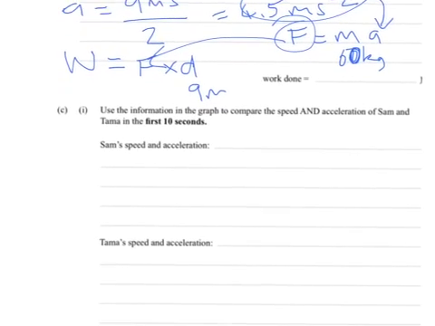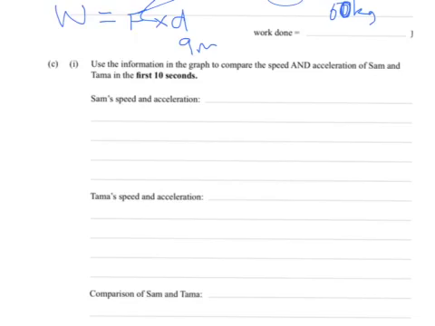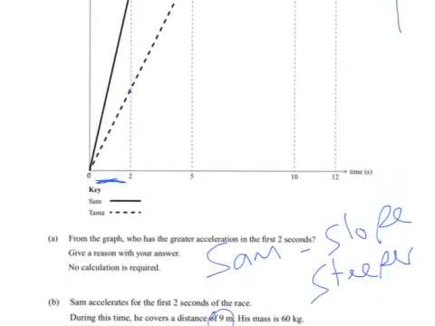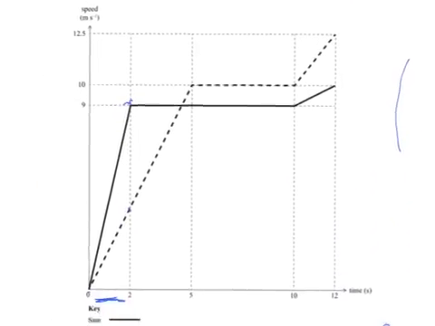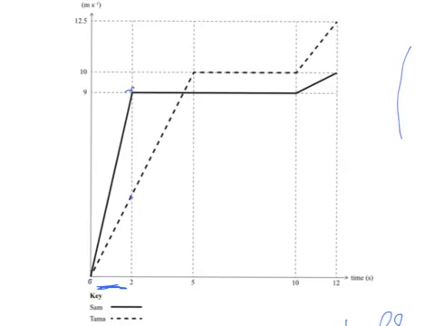C. Part 1. Use the information of the graph to compare the speed and acceleration of Sam and Tama in the first 10 seconds. So, in the first 10 seconds, we're only interested in this section of the graph up to here. Both of them accelerate and then level off at a constant speed. Sam's acceleration is greater than Tama's. Tama's acceleration is less than Sam's. Sam's top speed is 9 meters per second, which is slower than Tama's top speed at 10 meters per second.